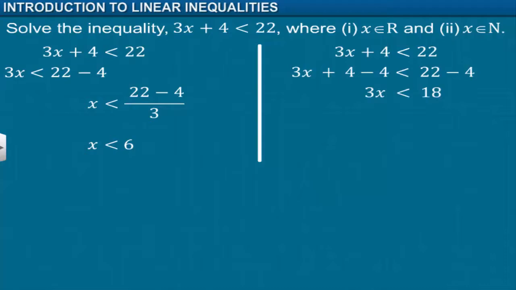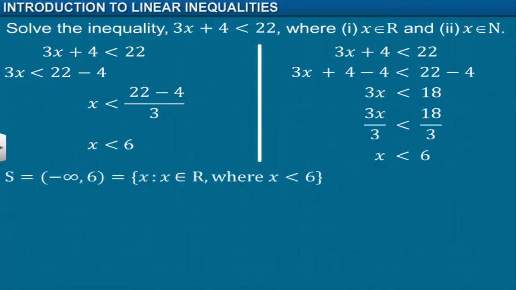Next, we divide both the sides by 3. This way, we make the coefficient of x as 1. Therefore, we get the solution as shown. The solution set of this inequality consists of all the real numbers less than 6.